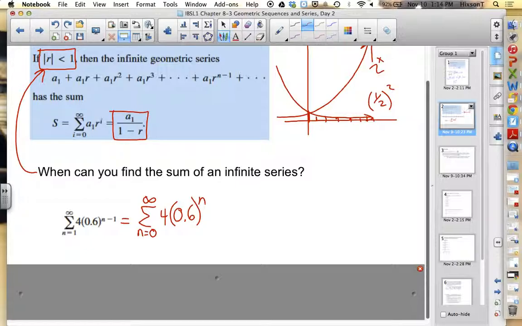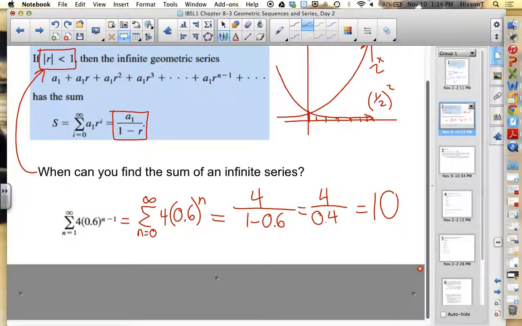So here what we have is a sub 1, which if you plug in 1 here, whether you plugged it in here or here, both of them are going to give you 0.6 to the 0 power, so that's just 1, times 4 is 4. So I have 4 over, and then you have a 1 minus r, so 1 minus 0.6, which is 4 over 0.4, which equals 10. So this series will equal 10.